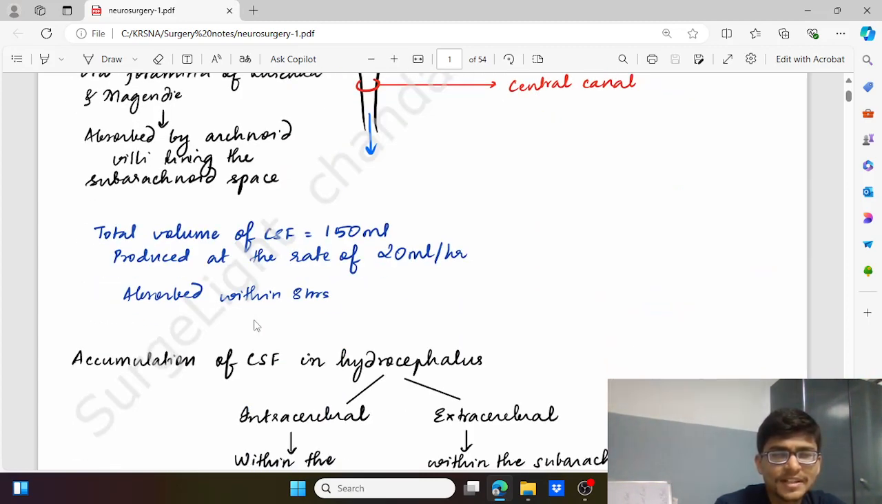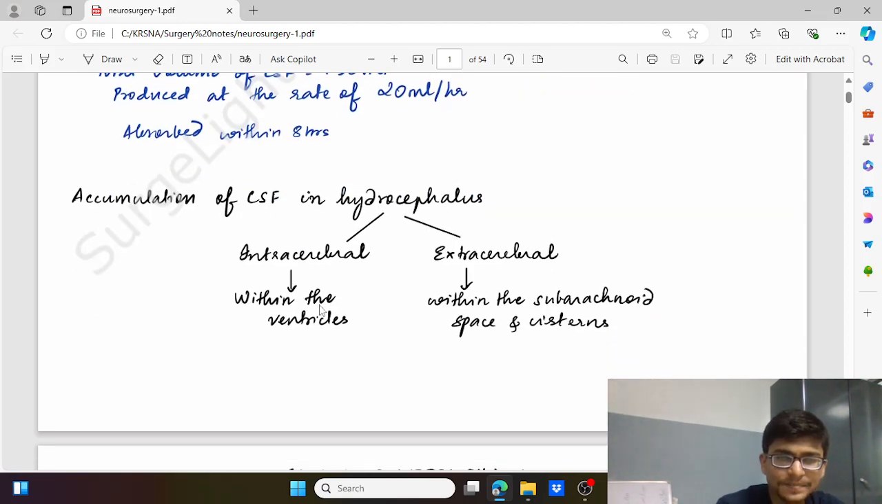Now, what is the total volume of CSF? It is 150 ml, and it is produced at the rate of 20 ml per hour. It is absorbed within 8 hours. So 150 ml is the volume, it is produced at a rate of 20 ml per hour and absorbed within 8 hours.